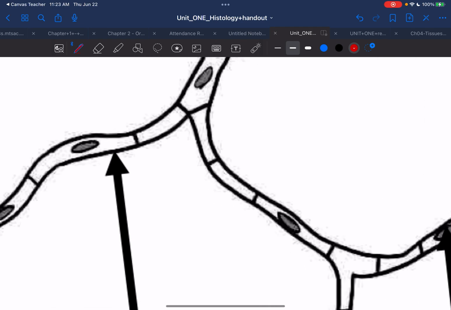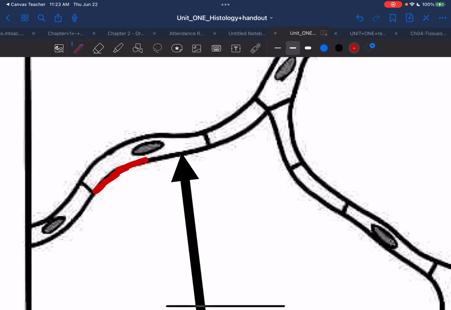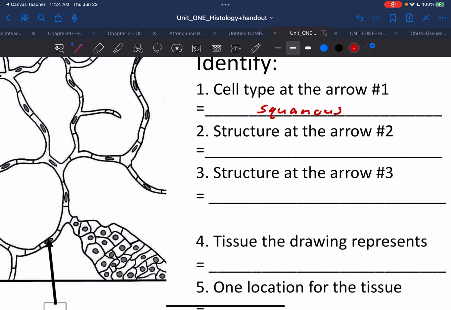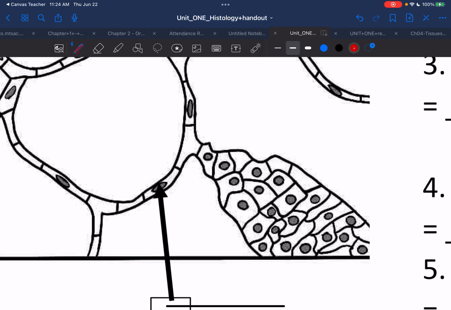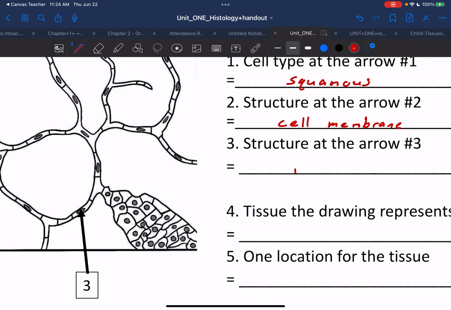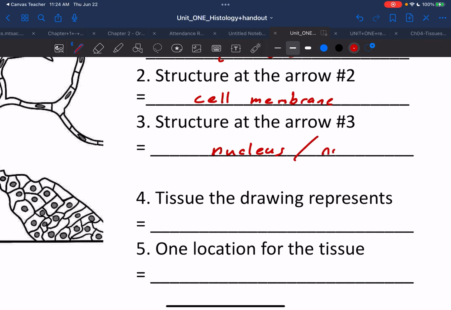Structure at arrow number 2. What do we call this wall? The cell membrane. Nice and easy, right? And then the structure at arrow number 3, what's that in the center of every cell? The nucleus. And you may hear me say the word nuclei. One is plural, and this is the plural. I'm just going to write parentheses P, plural, and this one is singular. So one is just nucleus, many are nuclei.